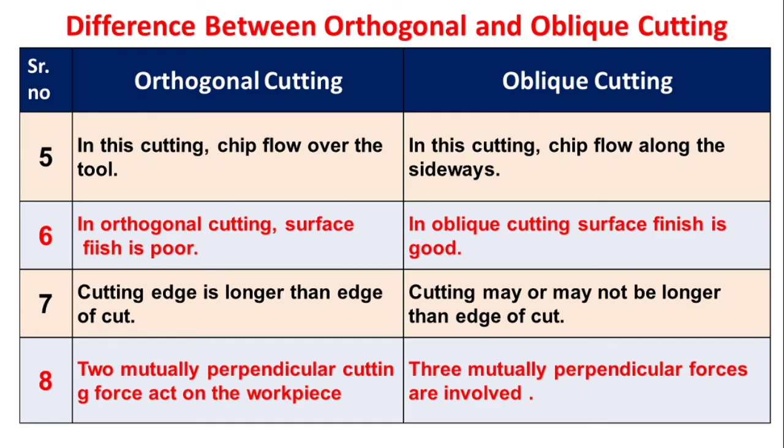Seventh point in orthogonal cutting is that cutting edge is longer than edge of cut. Seventh point in oblique cutting, cutting edge may or may not be longer than edge of cut. Eighth point in orthogonal cutting, two mutually perpendicular cutting forces acting on the workpiece. Hence, orthogonal cutting is two-dimensional cutting process. Eighth point in oblique cutting is that three mutually perpendicular forces are involved in oblique cutting. Hence, this process is three-dimensional process.